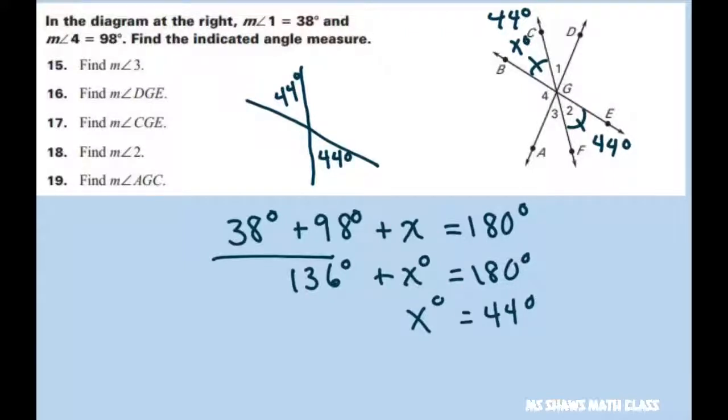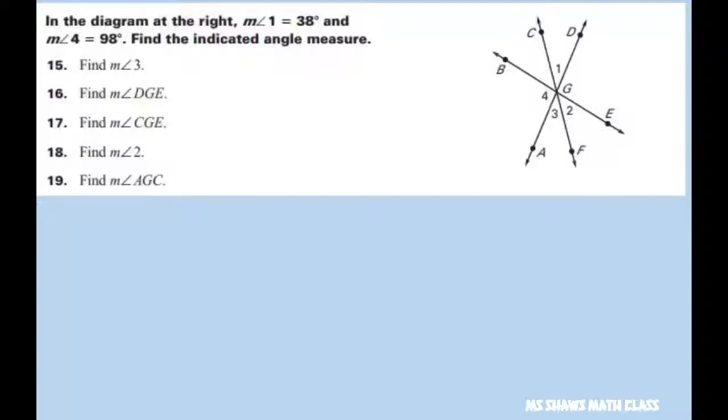And then we're going to do the last one, AGC. So AGC. So we need this one, AGC. So I know this is 44 degrees, and I know angle 4 is 98 degrees. So I add those two up, 44 degrees plus 98 degrees, that gives you a total of 142 degrees. And that's that angle right there.